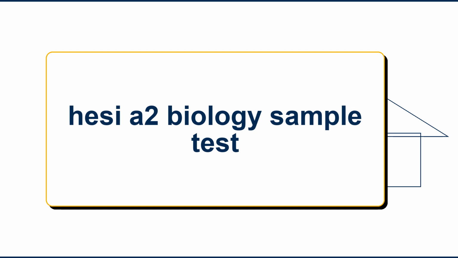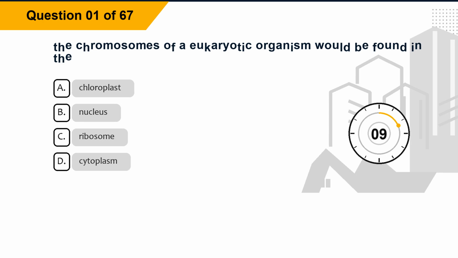HESI A2 Biology Sample Test. Question 1. The chromosomes of a eukaryotic organism would be found in the Option A, chloroplast.